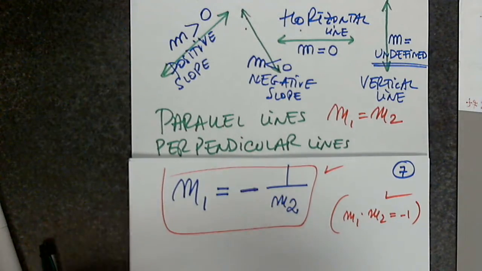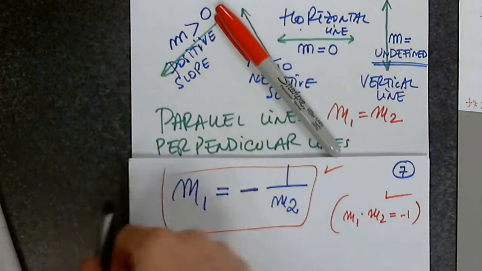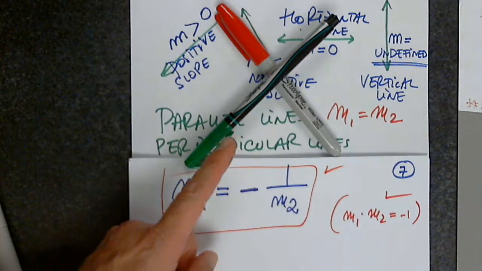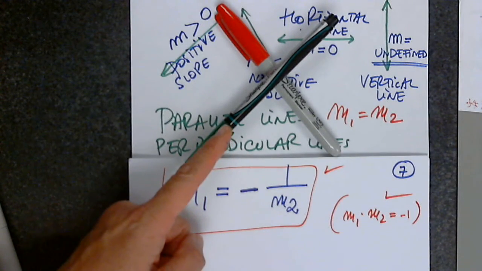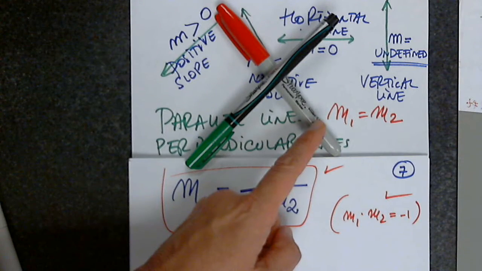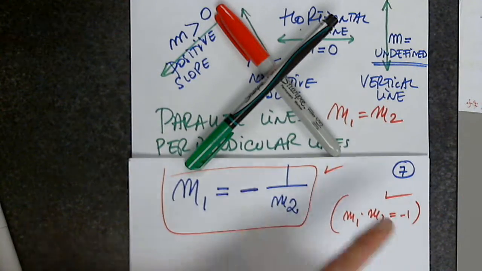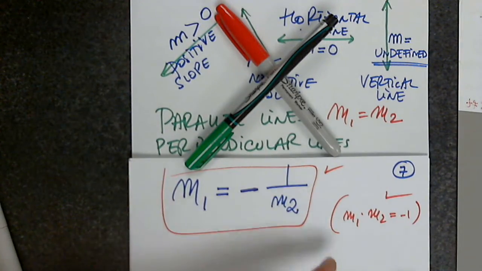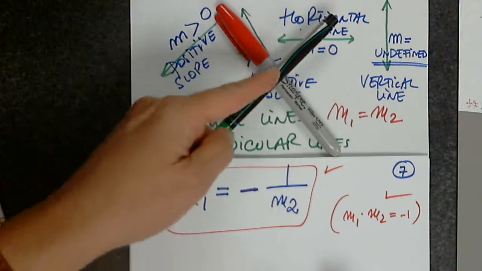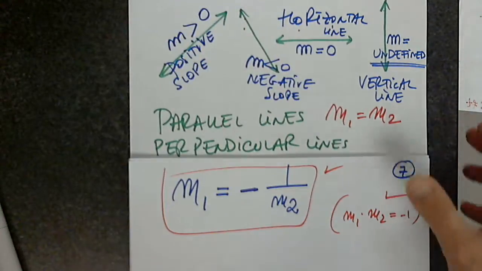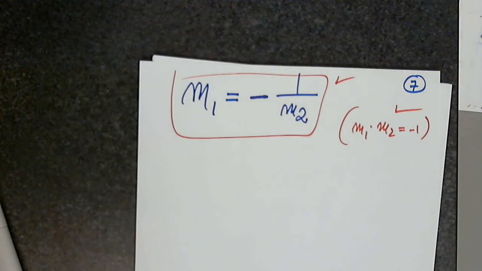So perpendicular lines, this line and this line, will guarantee to have M1, the slope of this line, multiplied by the slope of this line, equal -1. Otherwise, they are not perpendicular. If this equals 5 or 3 or +1, the lines are not perpendicular. They are perpendicular because the slope of this line multiplied by the slope of this line will equal -1. Okay, so now let's go and work on some problems.